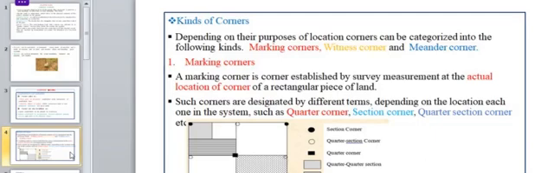Marking corner. A marking corner is a corner established by survey measurements at the actual location of the corner of the rectangular piece of land. Such corners are designated by different terms depending on the location in the system, such as quarter corner, section corner, quarter section corner, etc., as you see from these section parts of this example land.